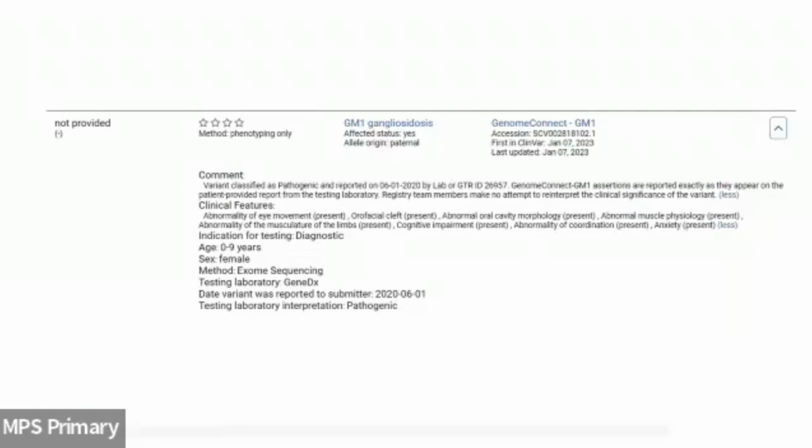Labs do submit to ClinVar, but they often submit in aggregate, meaning if they've seen the variant a few times, they'll submit all of that at once. So they're missing a lot of these specific details, what we call case level details, that can be really important to our understanding of what variants and genes cause disease.